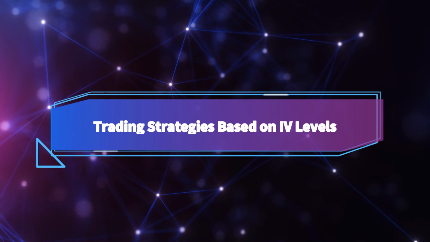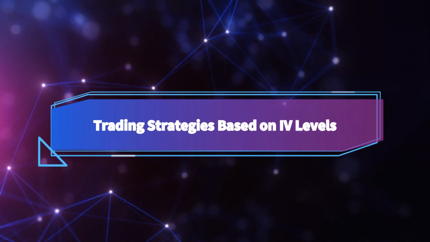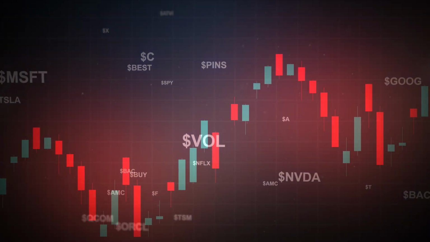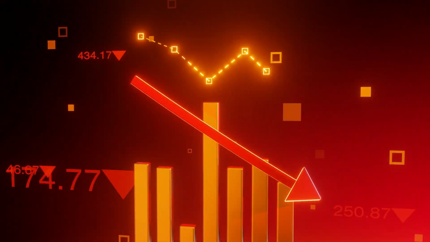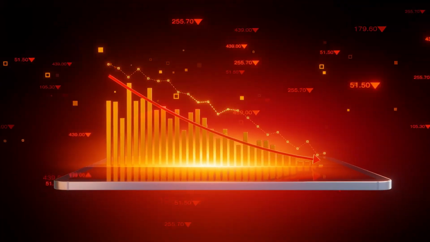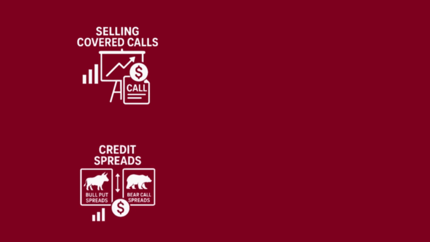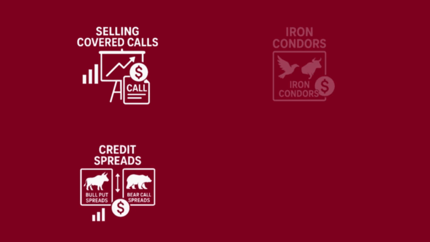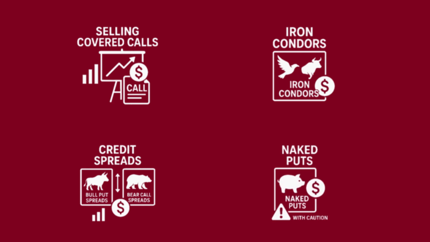Let's now talk strategies. If implied volatility is high, you generally want to be a seller of options. Why? Because premiums are inflated and IV is more likely to come down than go higher. That means strategies like selling covered calls, credit spreads, iron condors, and naked puts.